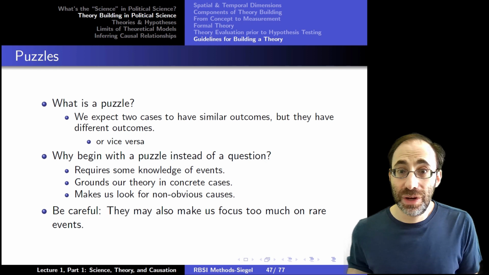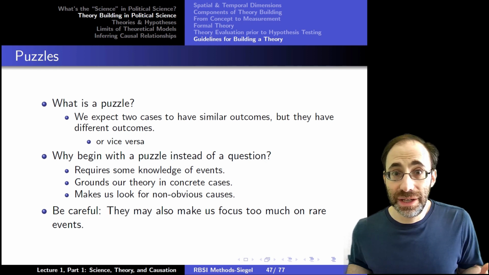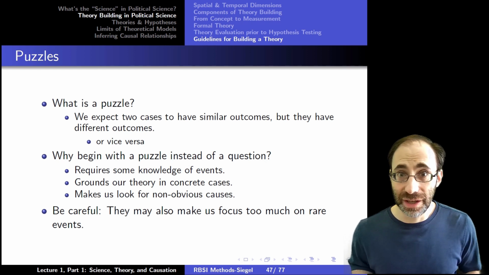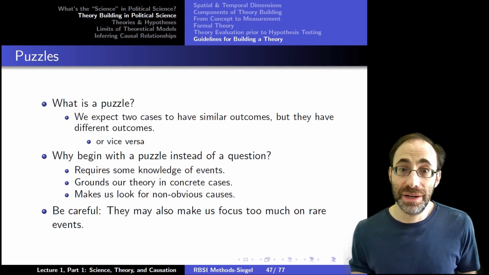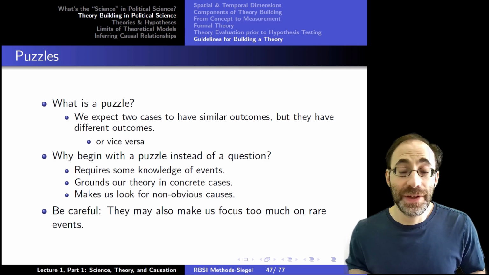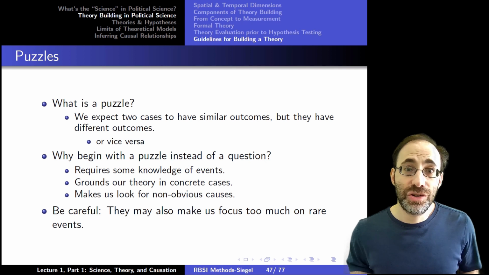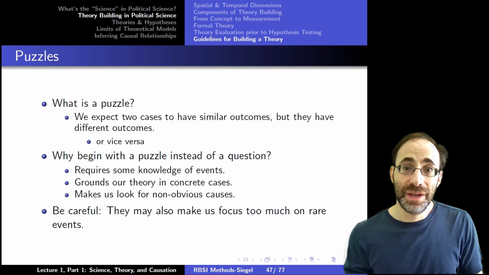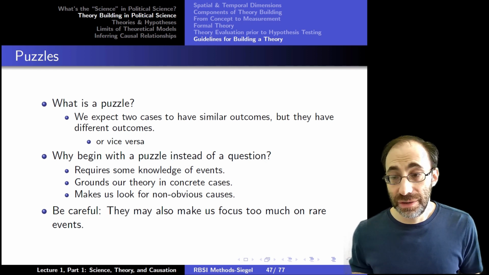Beginning your research question with a puzzle can have lots of benefits. It requires knowledge of events, so you can identify real-world puzzles, and that's good. Having this knowledge can be helpful for grounding your results, right? It grounds your theory in concrete cases in the real world of which you have knowledge. It also makes us look for non-obvious cases, situations in which you are surprised by something as opposed to just expecting it. So these are all good things in general.